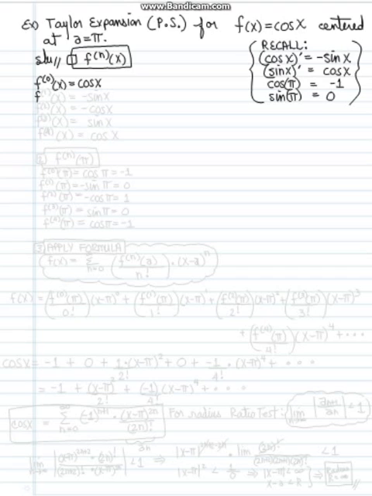Okay, the first derivative of the cosine function is negative sine x. And the second derivative of cosine is the derivative of negative sine, so it's negative cosine x. And the third derivative of this function is positive sine x. And let's go one more. The fourth derivative of cosine is equal to cosine x. Okay, that's all step one.